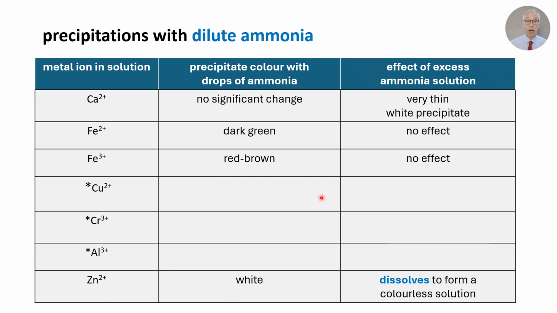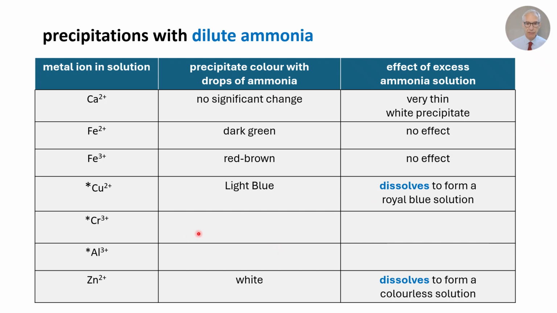Now, the good thing about precipitates with dilute ammonia is that the ones I have revealed already are identical in colour and solubility to the sodium hydroxide precipitations. So the 3 metal ions that tend to appear in paper 2 questions are copper 2+, chromium 3+, and aluminium 3+, because they differ. The reaction with ammonia differs to the reaction with sodium hydroxide. So copper 2+, you get a light blue precipitate with ammonia, and this dissolves to form a blue or royal blue solution.